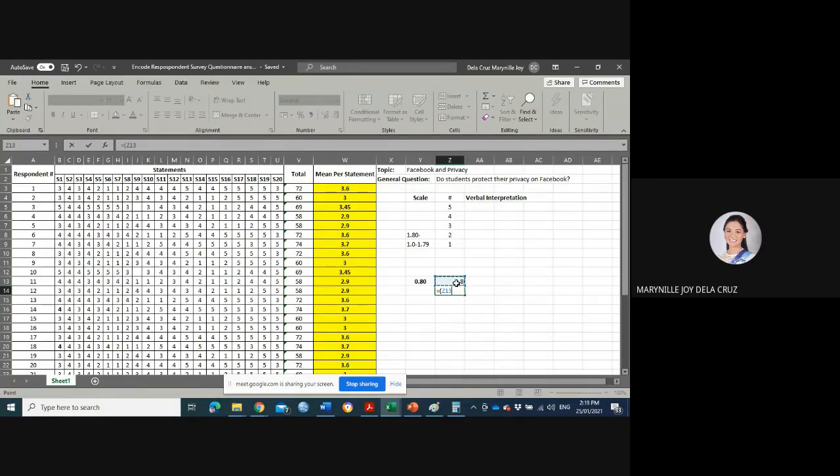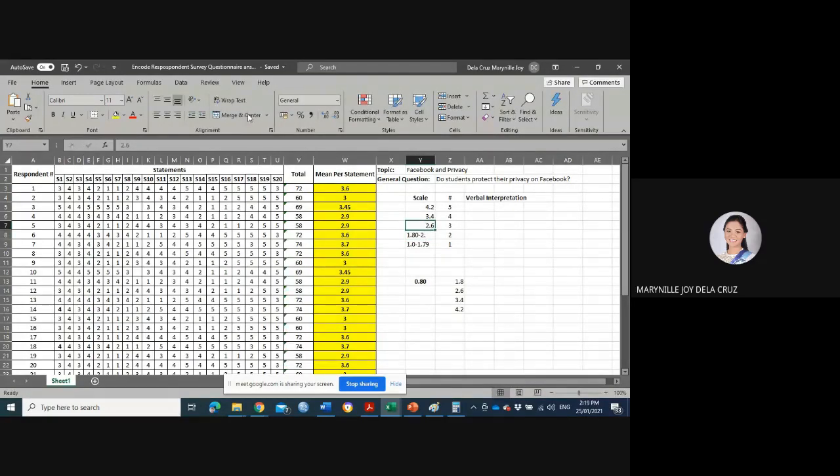Then 1.8 plus 0.80 equals 2.6. So therefore, 2.6 plus 0.80 equals 3.4. Then 3.4 plus 0.80 equals 4.2.